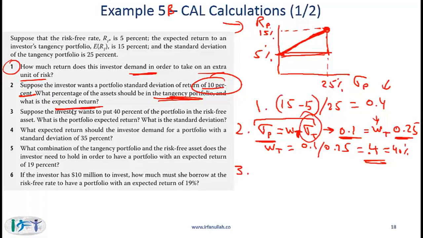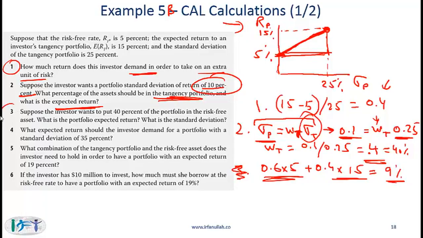We also need to find the expected return. So how do we do that? Take the weighted average here. 60% is going into the risk-free asset. So 0.6 into 5% plus 0.4 into 15, that is 9%.